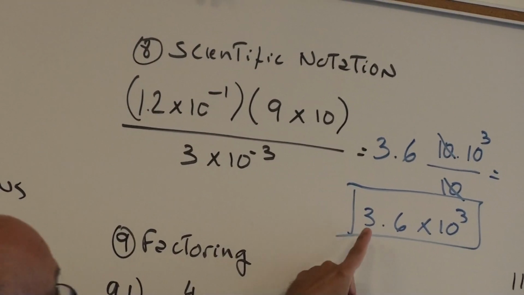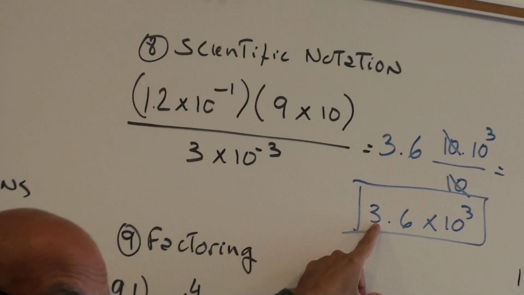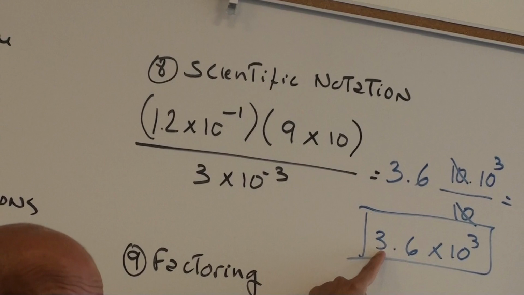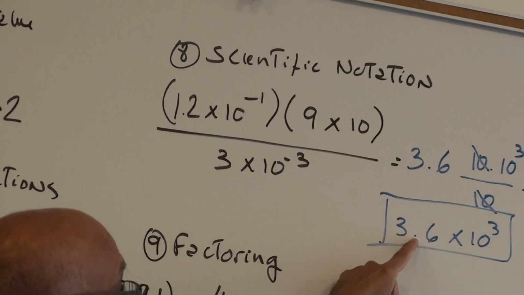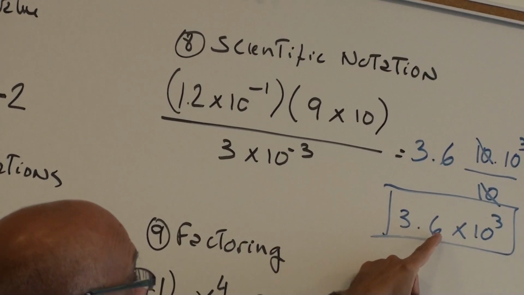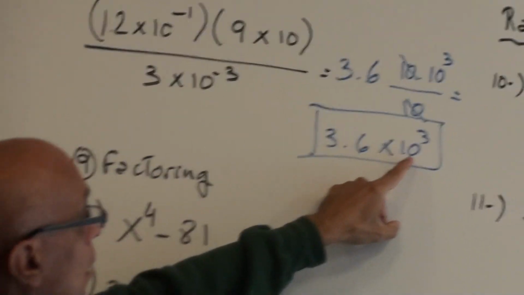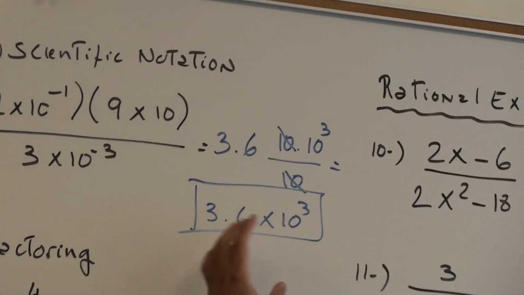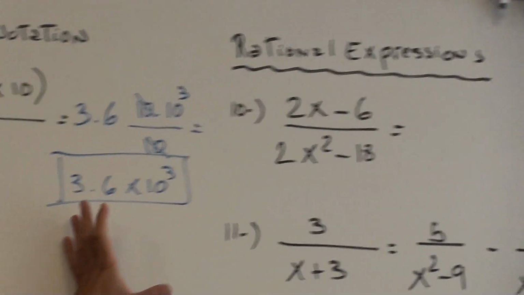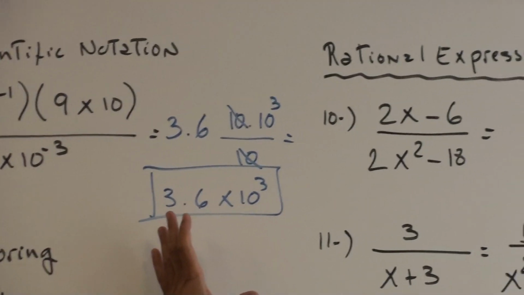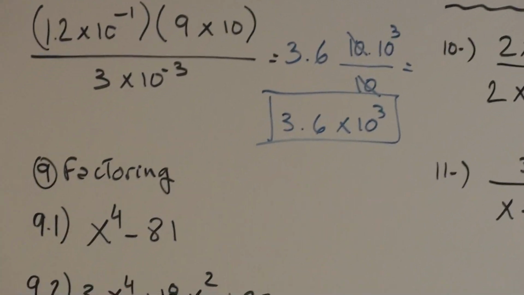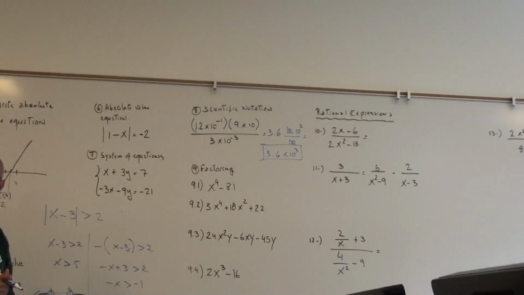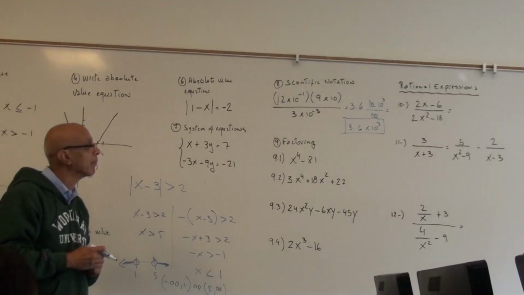In scientific notation, you always have to put a number here other than 0. It cannot be 0, any number different than 0, then the decimal point, another number, times 10 to the exponent. The exponent could be positive or negative, but this is the format of scientific notation. Okay, any questions about this? All right.